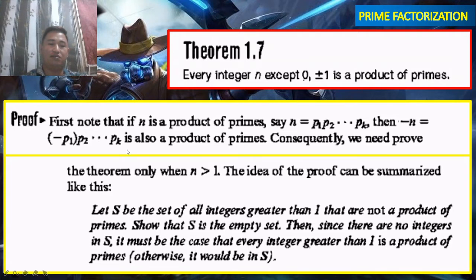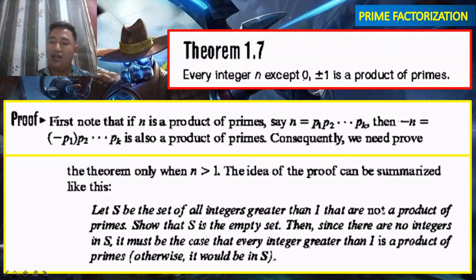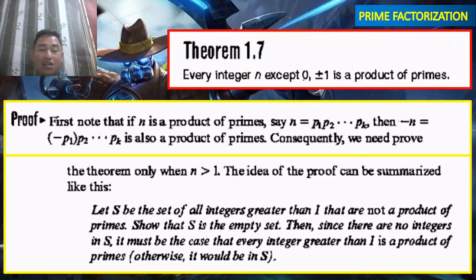So, idea of the proof can be summarized like this. Let S be the set of integers greater than 1 that are not a product of primes. So, meaning class, ang set S nga gi-consider diri, mga positive lang siya, kay greater than 1 man daw, that are not a product of primes. So, dili daw sila tanan mga product sa primes. Mga integers daw kasi nga dili product sa primes.